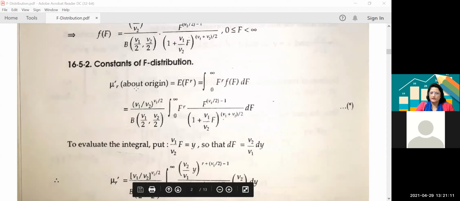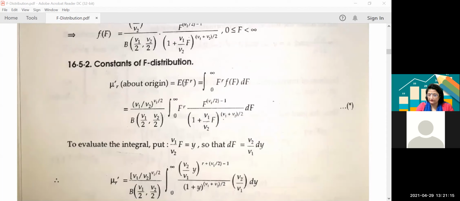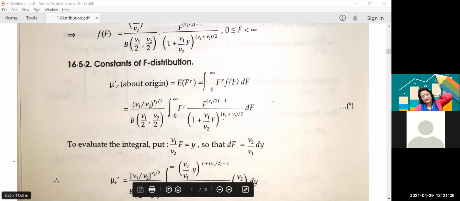Now, what is mu r dash? This is moment about the origin. So here the name of the function is F, capital F. Name of the variable is F, not x. So you will take expectation of F^r. This is F raised to power r into PDF of F. वो हमने सारा लिख दिया. So जो constant है independent of F है वो सारा बाहर आ जाएगा. With जहाँ पे capital F आ रहा है you will write like that.